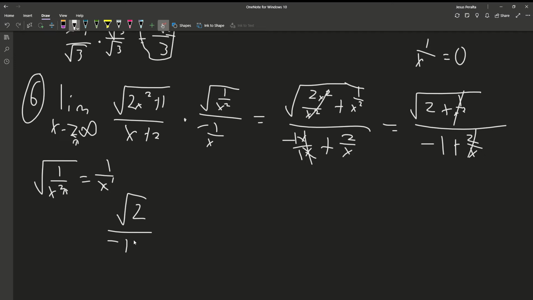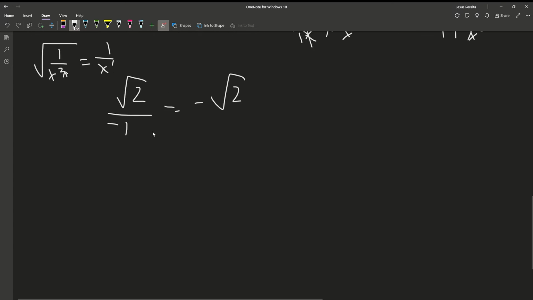And if we check the worksheet for number 6, oh yeah, this is basically the same thing. So this turns into negative square root 2. Yeah, sorry, I almost forgot about that.